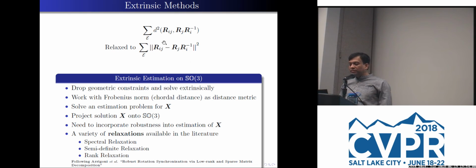So back to our problem. You take the intrinsic optimization cost function and relax it. This is, let's say, the Frobenius norm of matrices, right? So now it's just trying to solve for matrices which do not obey the underlying group structure. And now the question is, how do you solve this problem? You have this cost function, but you need a way of solving it.